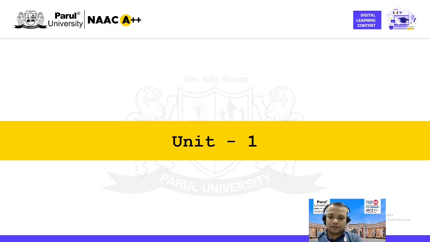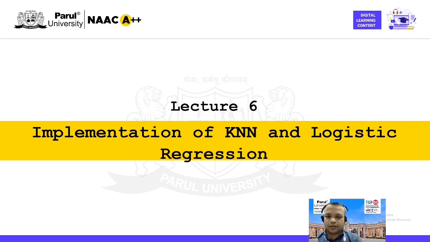We start with lecture number 6 and unit number 1. In lecture number 6, we are discussing the implementation of the KNN model and logistic regression model. We already discussed the theoretical concept of KNN and logistic regression: what is KNN, what is logistic regression, and why we use them. In which category do we use the KNN and logistic regression models?